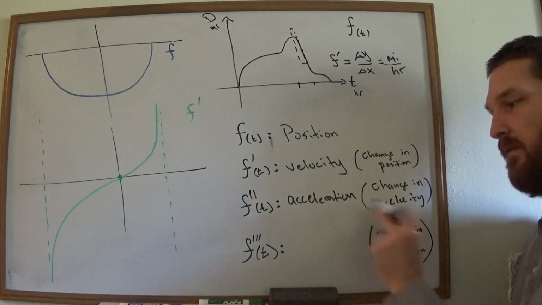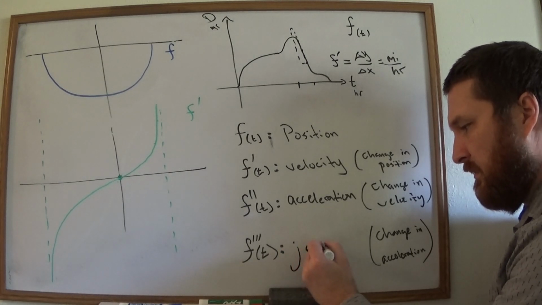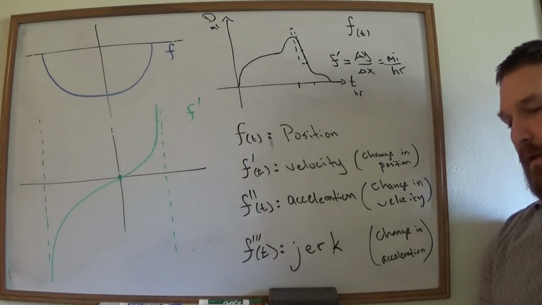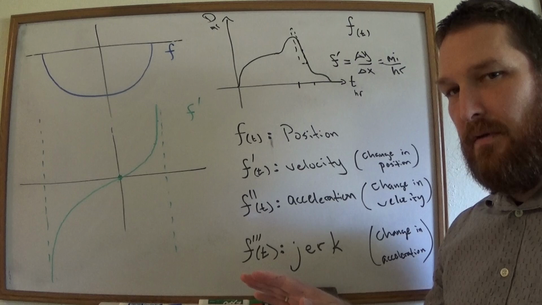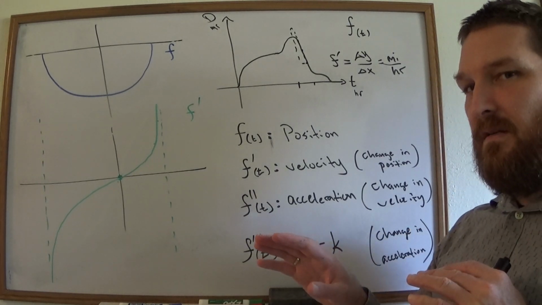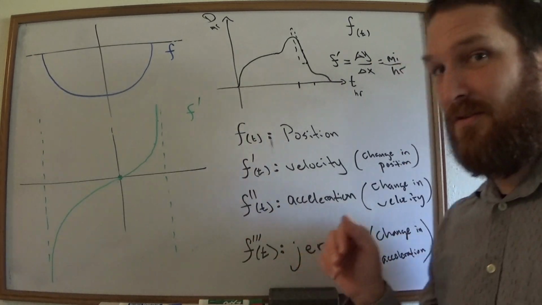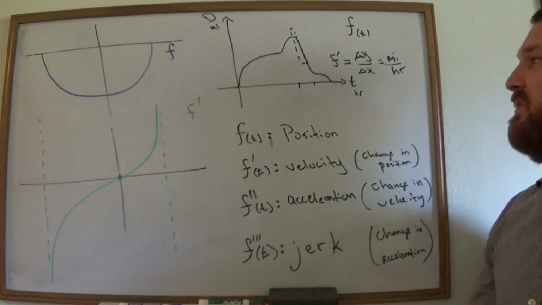And a change in the acceleration actually has a name. It's called jerk. You could think about that: if you hit the accelerator, as you're accelerating, you feel it. Then all of a sudden, if you hit the brakes, now you've changed the acceleration, and you're going to feel a jerk. That's why it's called jerk.